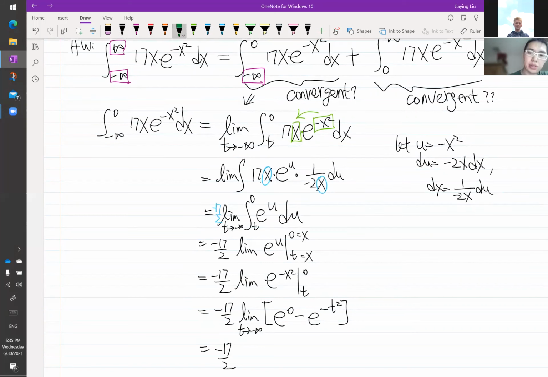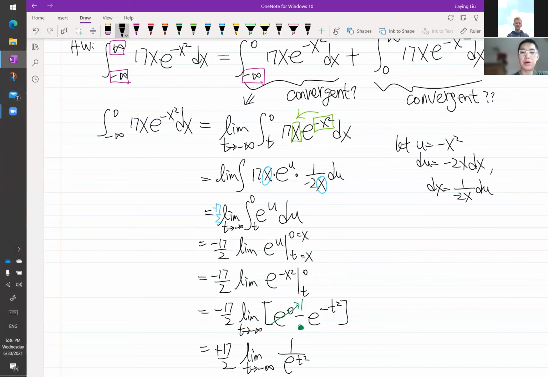The first term, the e to the 0, that's just 1, if you recall. And then the second one, I'm going to evaluate as t goes to negative infinity. But the first thing I'm going to do is bring the negative outside, this negative right here. Put it with the negative 17 over 2. So that's a positive 17 over 2 limit as t goes to negative infinity of just e to the negative t squared. And I really don't like a negative exponent when I try to evaluate the limit. It doesn't help. So I'm going to rewrite this as 1 over e to the t squared.